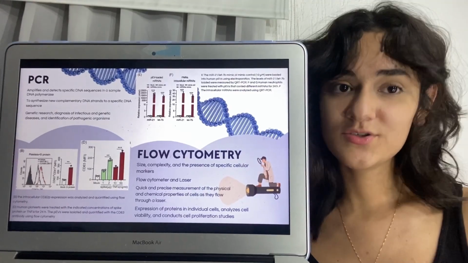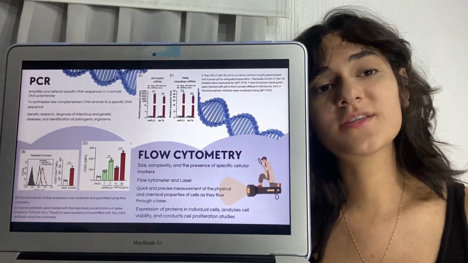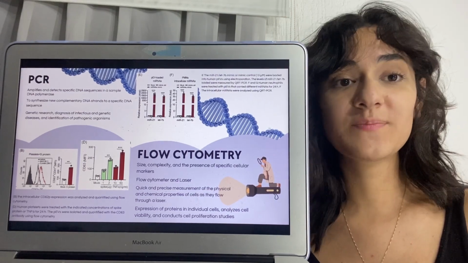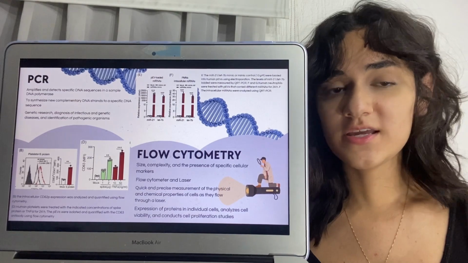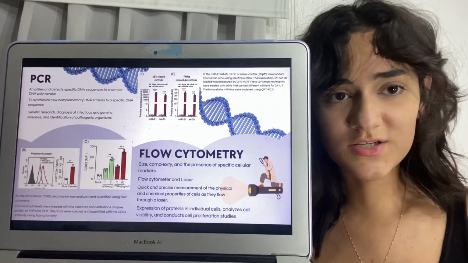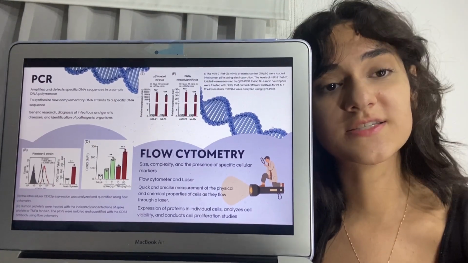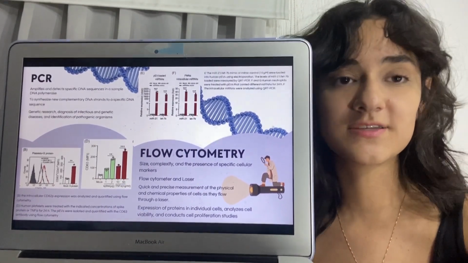The methodology used in this investigation is PCR. It aims to amplify and detect specific DNA sequences in a sample. It is based on the ability of an enzyme called DNA polymerase to synthesize new complementary DNA strands to a specific DNA sequence. It is used in a wide range of applications, such as genetic research, diagnosis of infectious and genetic diseases, and identification of pathogenic organisms in clinical samples.